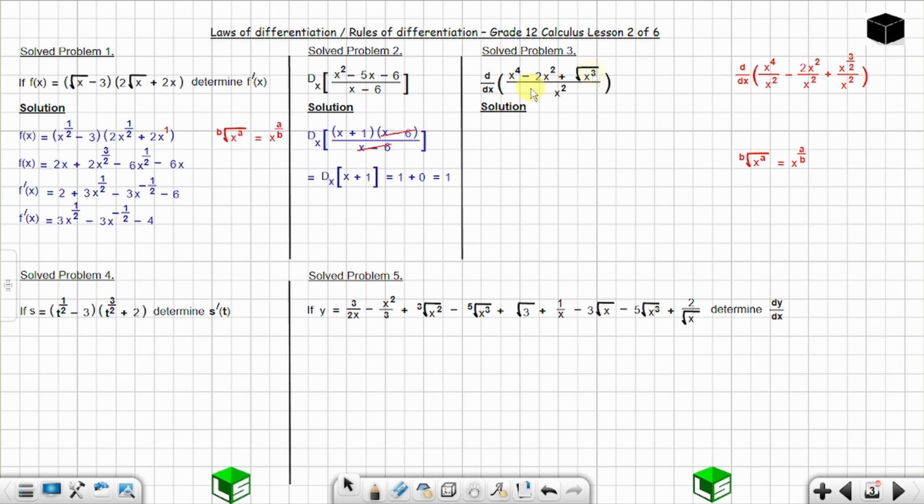Another way to adjust this, you can also do it like this. You can take x squared to the top, and it becomes x to the power of negative 2. When you take it to the top, you are going to multiply by everything above the line. This is what you have above the line.